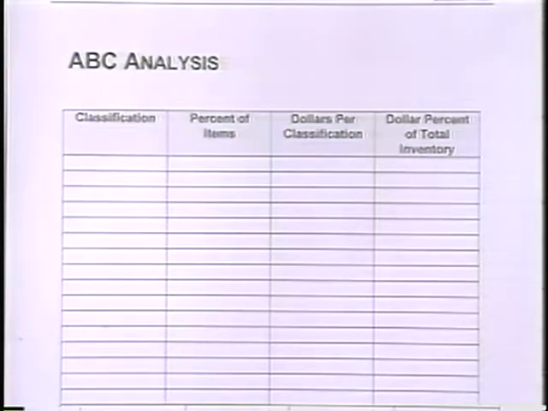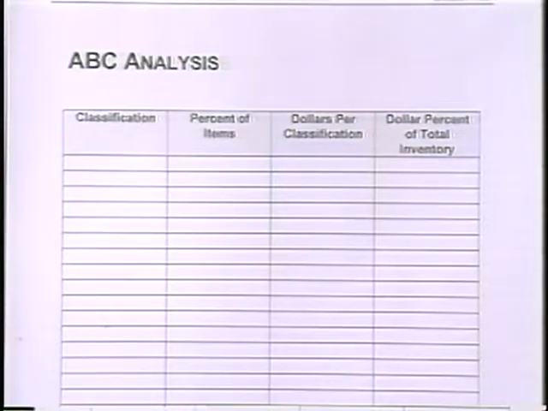So all you're going to do in this case is use the first 3 lines. Under classification, the first line is A, the second line is B, and the third line is C. You're going to develop the percentage of items. Let's assume that 3 of the 12 items were A items. 3 divided by 12 is 25%. So therefore, the percentage of items would be 25%.